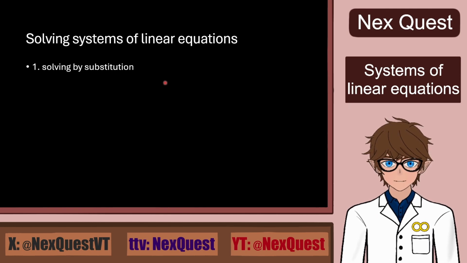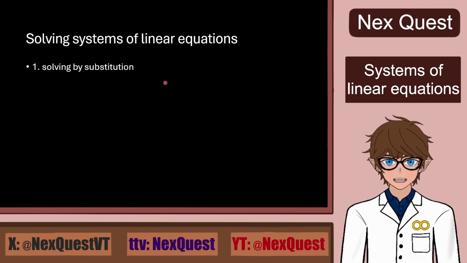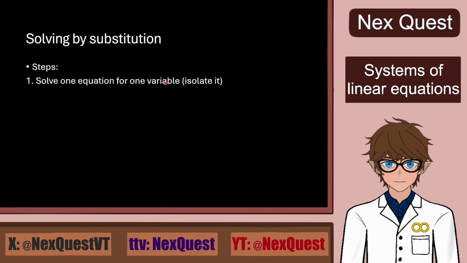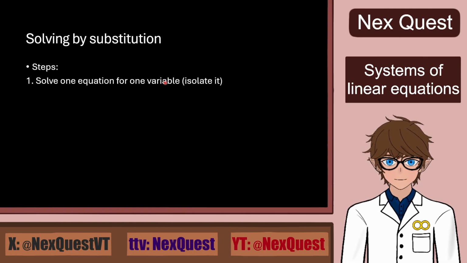Now, how to solve systems of linear equations? We have a couple of different methods. The first one is solving by substitution. The steps of said process are: first, we solve one equation for one variable by isolating it.